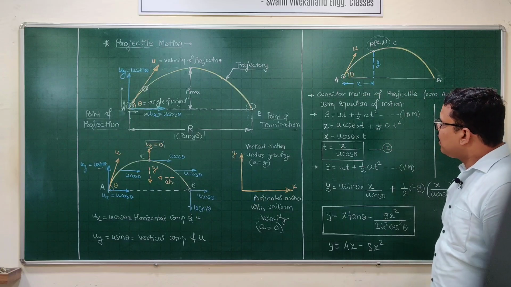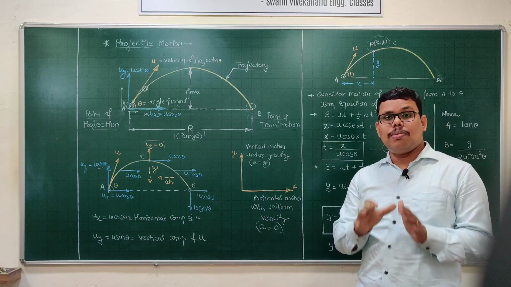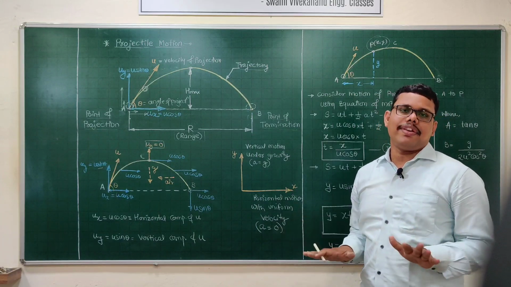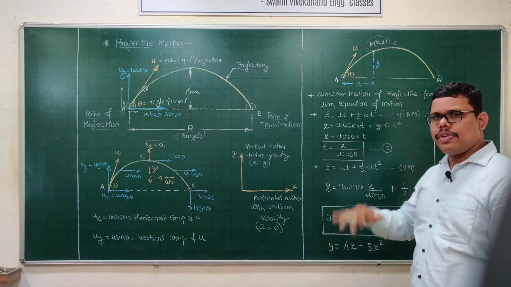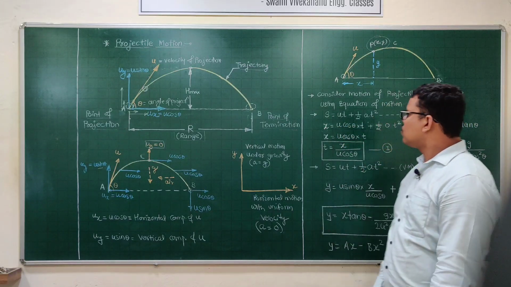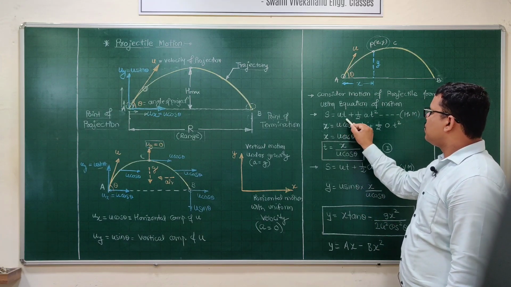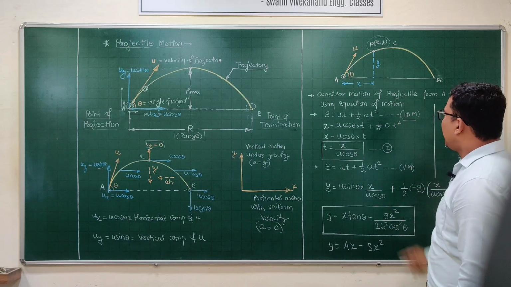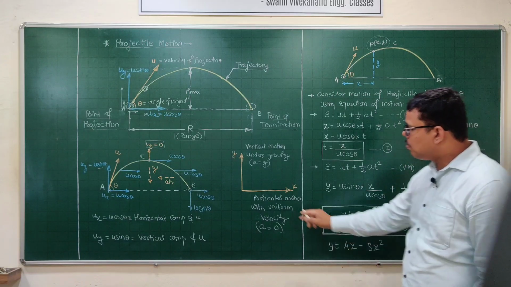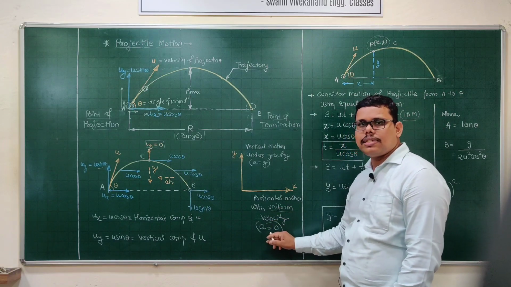So why are we applying equations of motion for projectile motion? Because हमने projectile motion को दो part में separately divide किया है. One is vertical motion, second is horizontal motion. So we can easily apply equations of motion. So here I use the equation S is equals to ut plus half at square for horizontal motion. And as we know, for horizontal motion, velocity is uniform, so acceleration is 0.